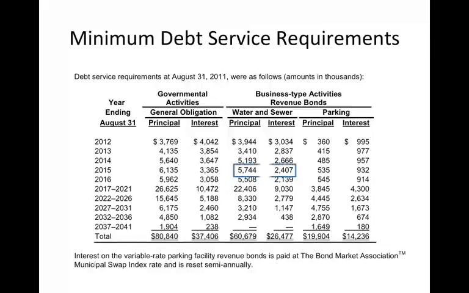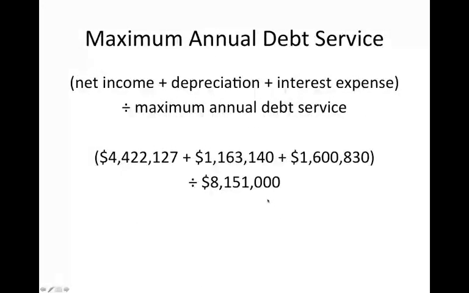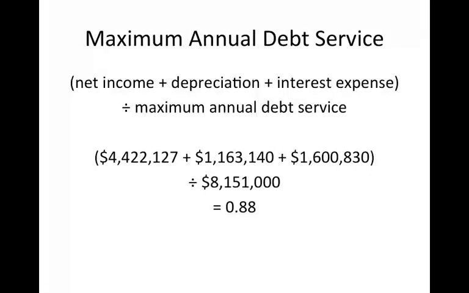And then you're going to look for the maximum annual debt service here, which for the water and sewer happens to be in 2015. You add those two together, and those go into the denominator of the ratio. There are the numbers right there. Here's your net income, the depreciation added back, the interest expense, and then the principal and interest from the year in which it's highest. And that number is 0.88.